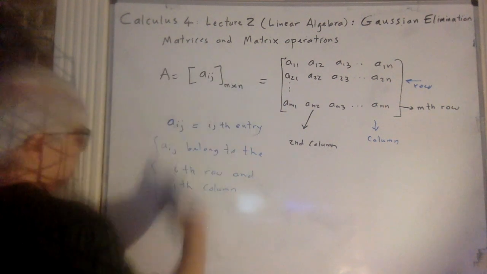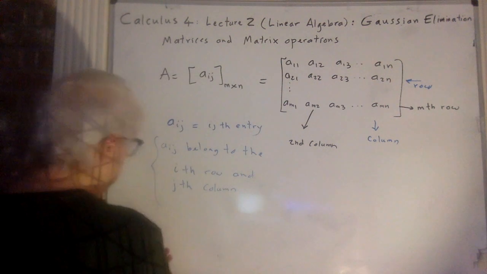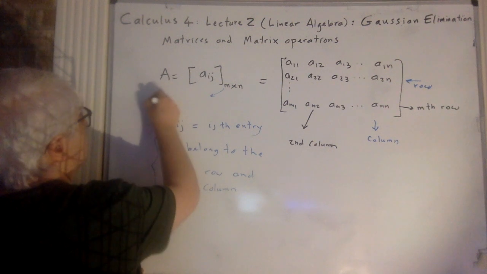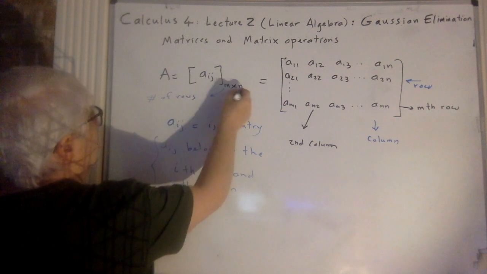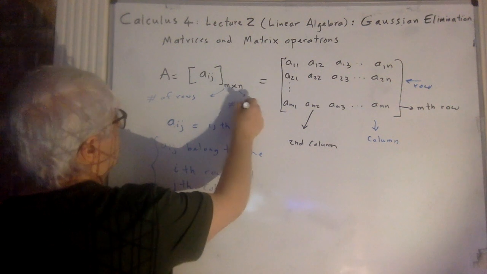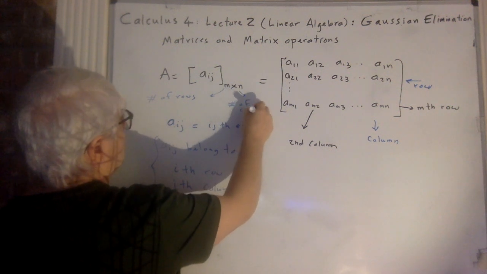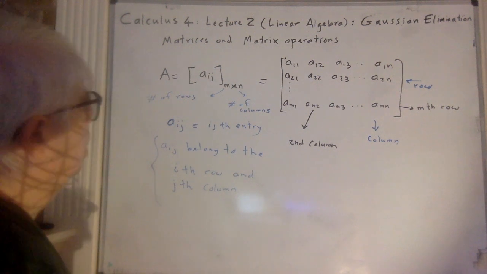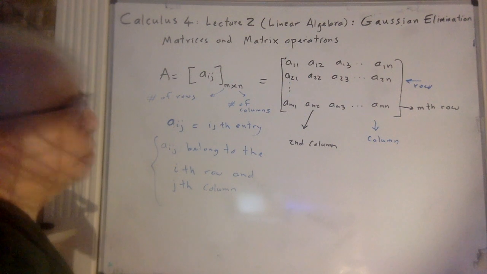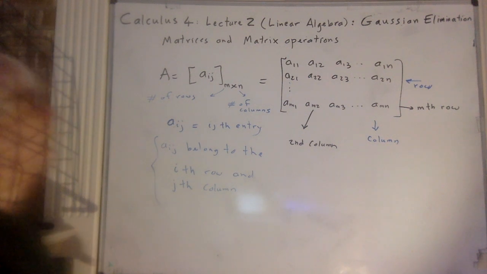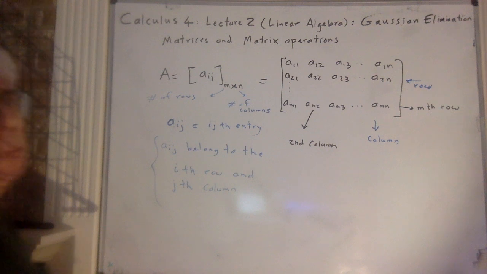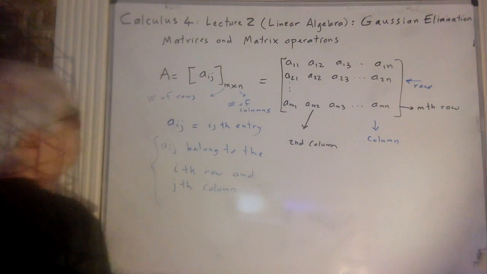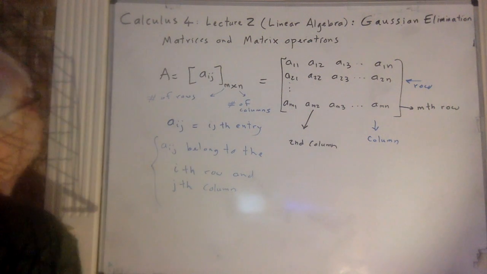Another thing is this m by n. This gives me the number of rows, and this one the number of columns. And we just say that this matrix has dimension m by n, or let's say m times n. In fact, we will see why we write m times n, which is like multiplying.